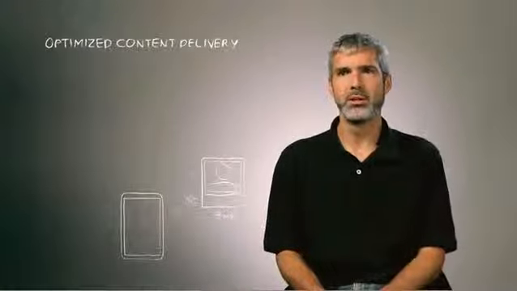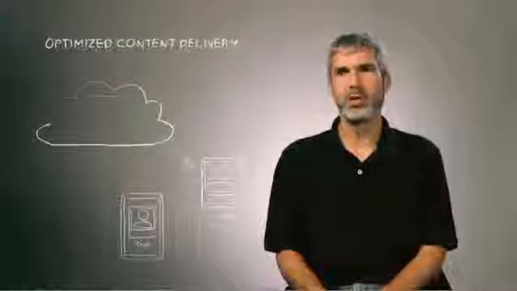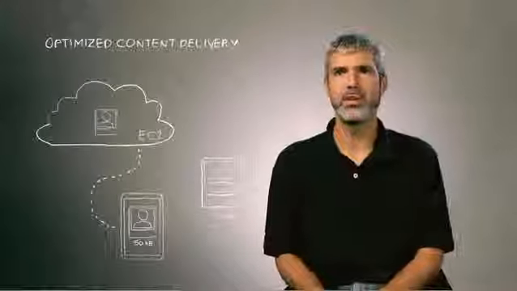We can optimize what we're sending back to the device to account for screen size and pixel depth. So there's no point in giving you a 3 megabyte JPEG if it's going to look the same when it's 50K. And so we'll make that image 50K, and it'll get to your browser a lot faster.